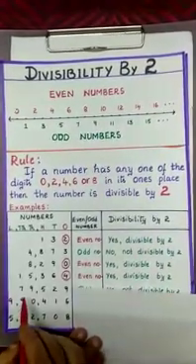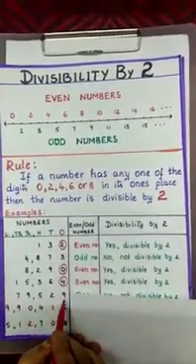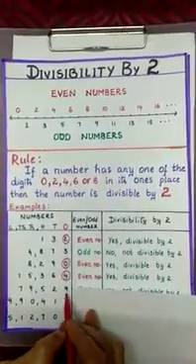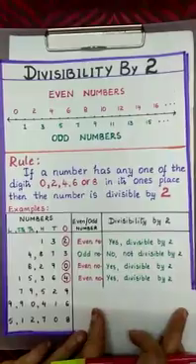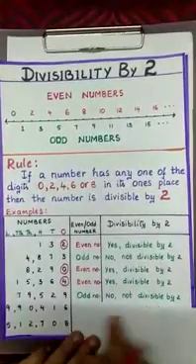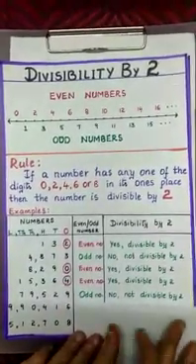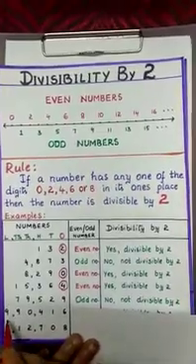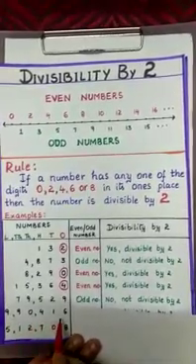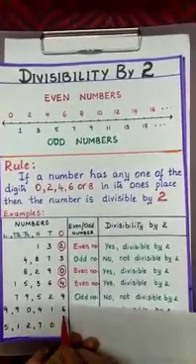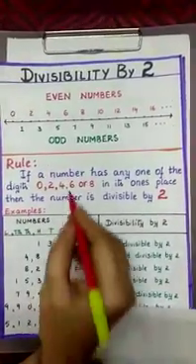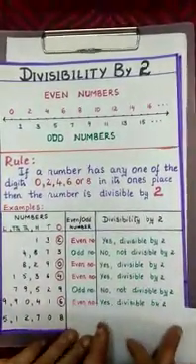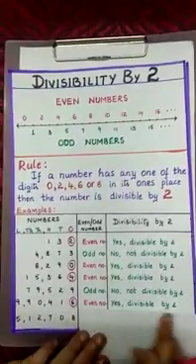Next number, 79,529. Tell me what is the digit in the ones place? 9. Do we have 9 in this list? So it's an odd number which is not divisible by 2. Next one, 9,90,416. Now tell me what is the digit in the ones place? It is 6. So 6 we have in the even number list. Hence this number is an even number which is divisible by 2.